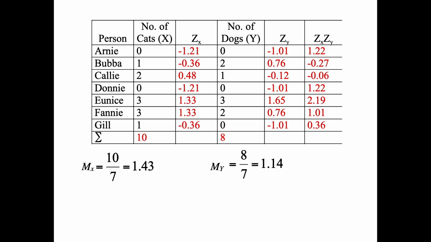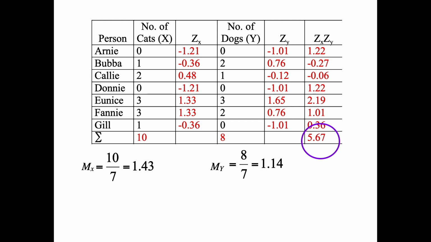Anyway, the last thing I need from this table is to sum those cross products. So I take that last column of 1.22, minus 0.27 and so on, sum them together, and we get the number 5.67. So we now have the numerator for R. That's our total cross products.